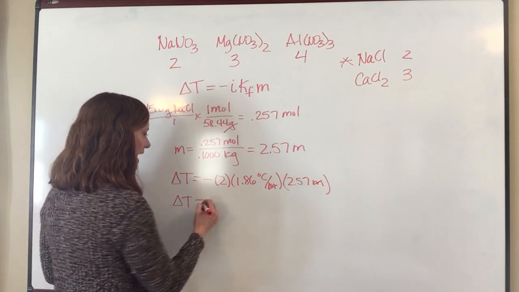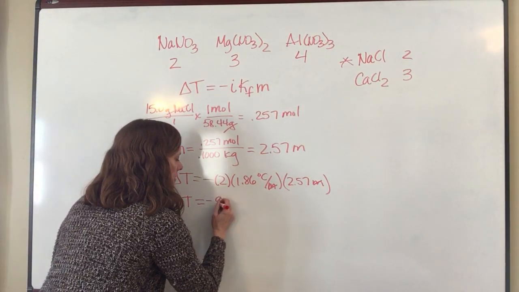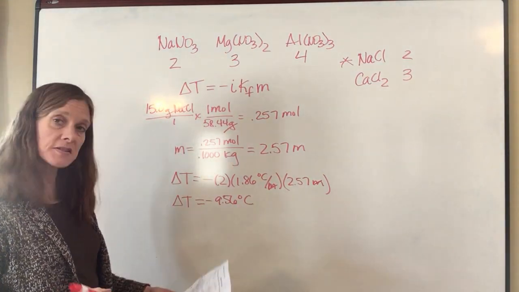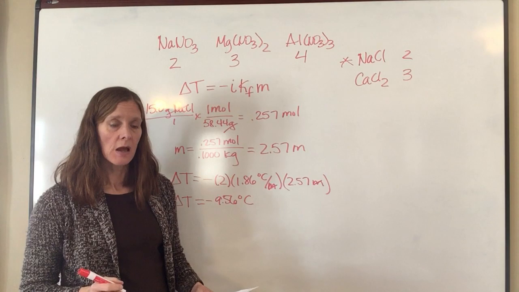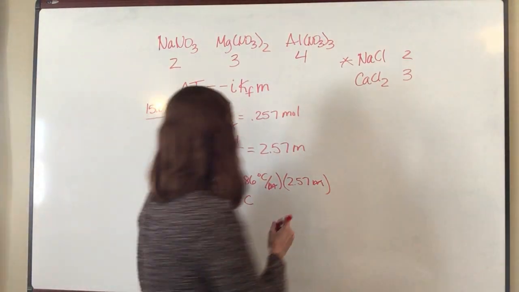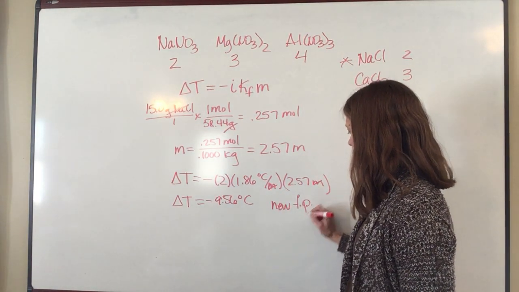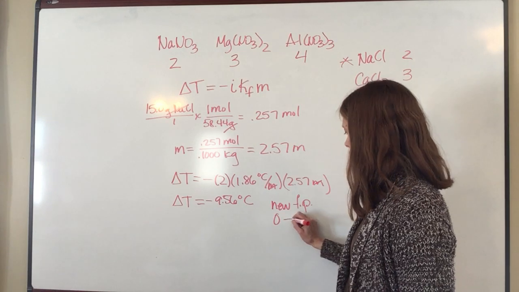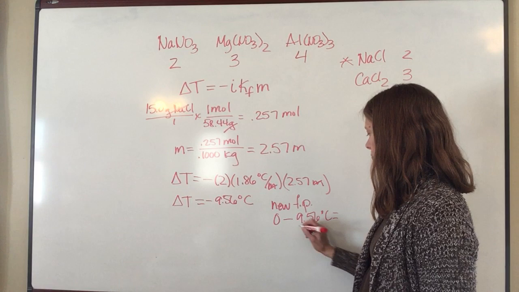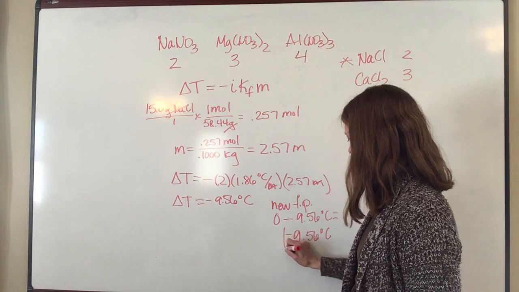So the change in temperature is a negative 9.56 degrees Celsius. Now, because this is dissolved in water, the normal freezing point of water is 0. So what that means is that my new freezing point is going to drop 9.56 degrees Celsius. So my new freezing point is a negative 9.56 degrees Celsius.